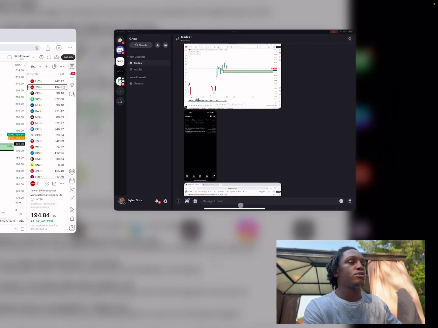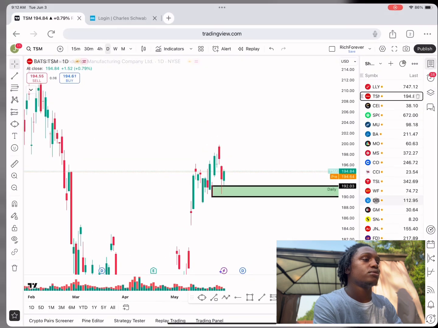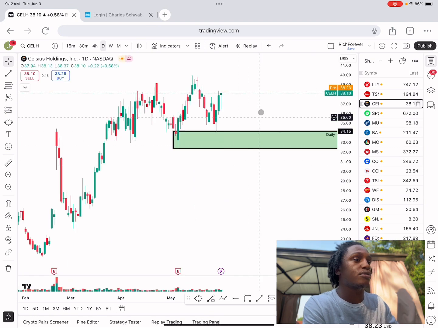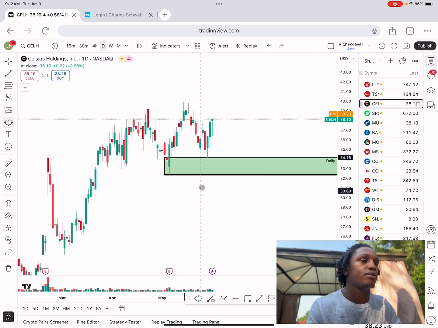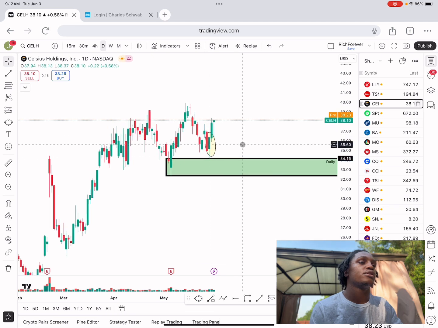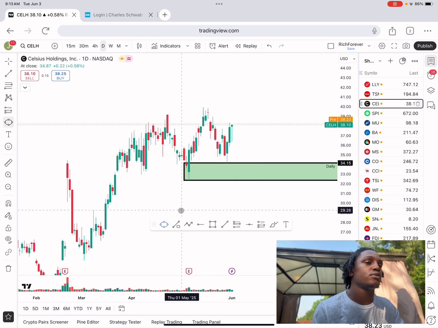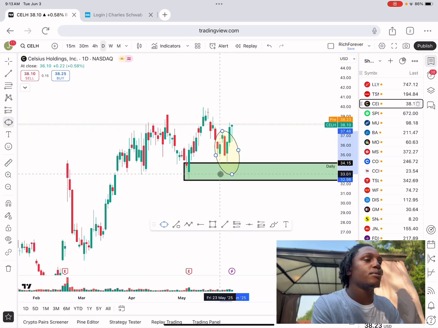So we gonna just go to the chart. Celsius. Look, I just told you that. Look at that candlestick pattern and look at when it clicked on Celsius. Same exact pattern. Same exact pattern, man.